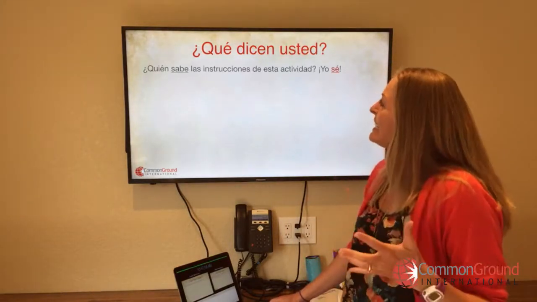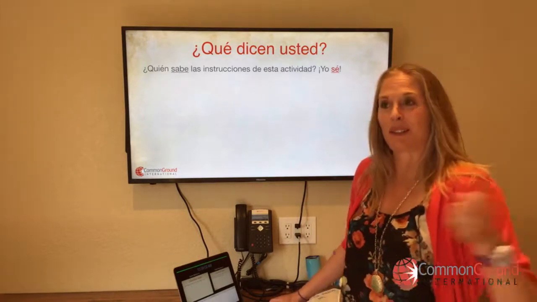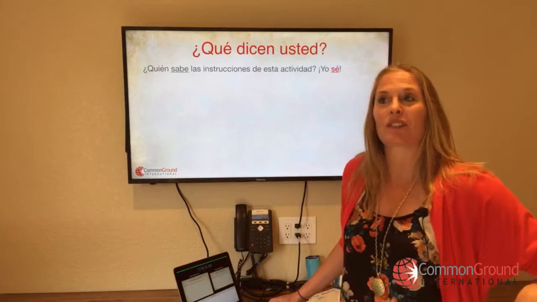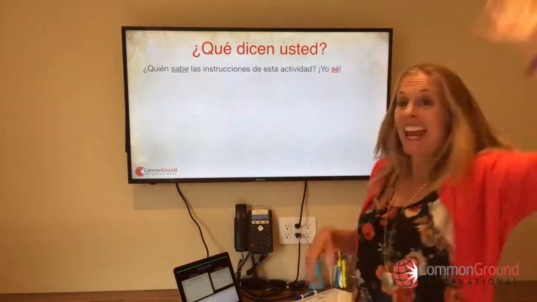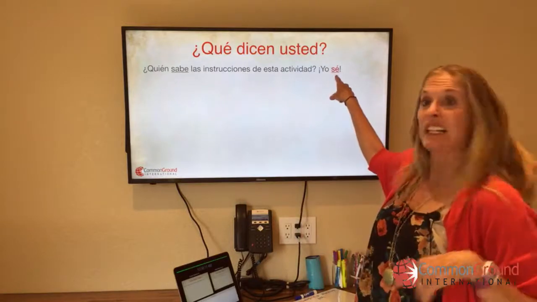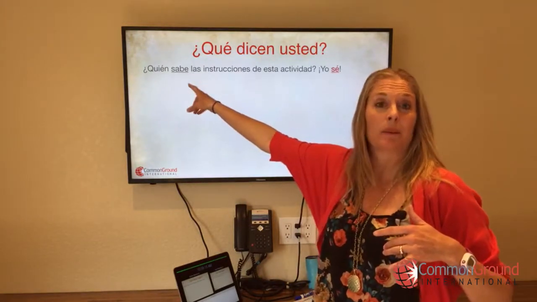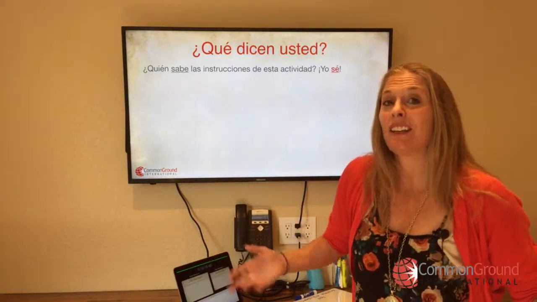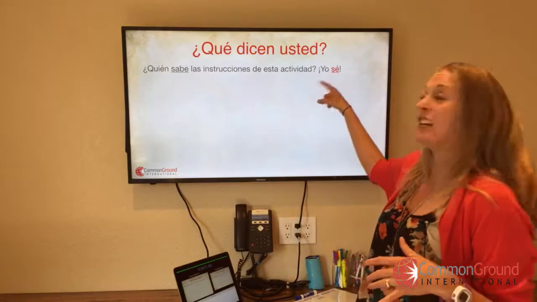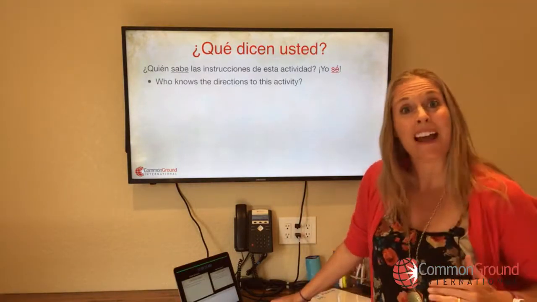Okay, ¿quién sabe las instrucciones de esta actividad? So this is from a teacher. Who knows the instructions or the directions from this activity? Yo sé, irregular, en forma de yo. Saber is to know, el verbo to know. So in forma de third person, singular, it's not irregular. Forma de yo sé, irregular. Okay, doesn't follow that pattern that we saw.